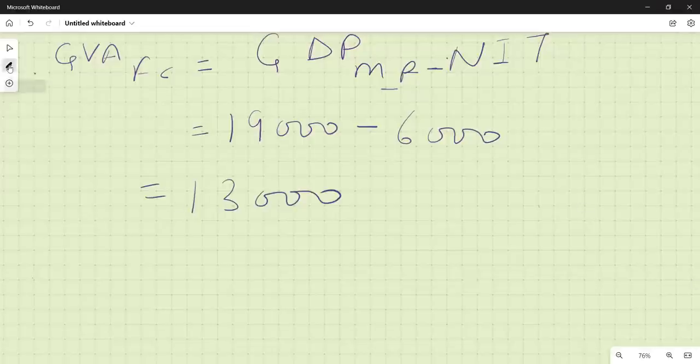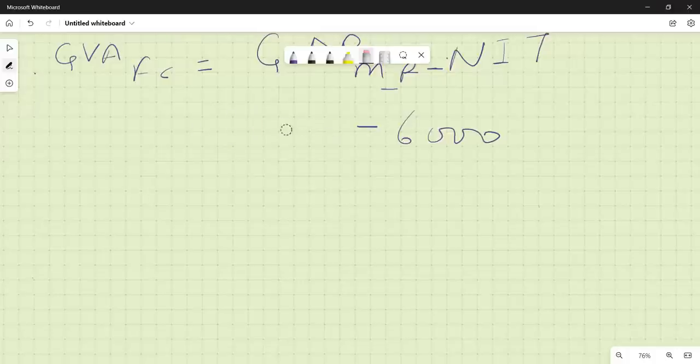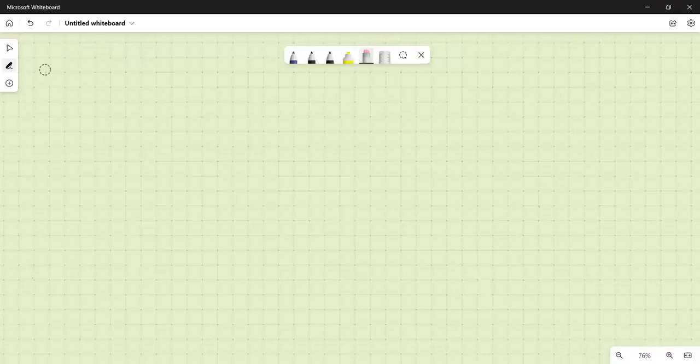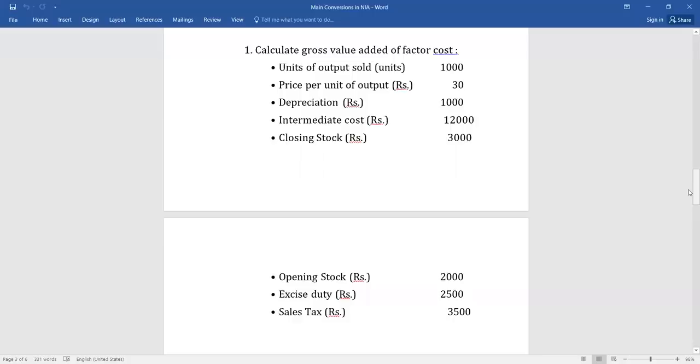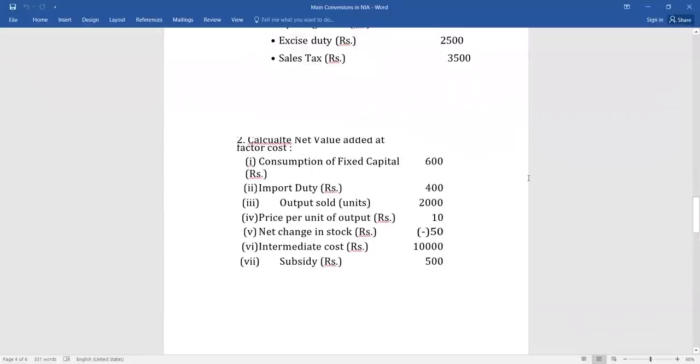I hope the things are clear. How to calculate all these? First of all, we'll find the value of GDP at MP. If we are given any numerical to calculate national income by value added method, so first of all, we'll find the value of GDP at MP, and then we'll convert this GDP at MP into the NNP at FC or whatsoever the variable is being asked to be converted.